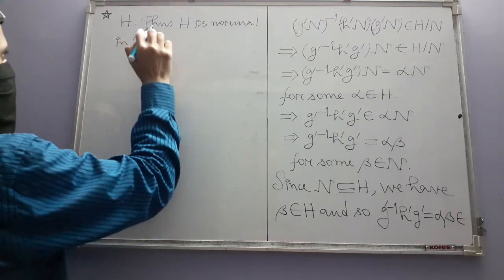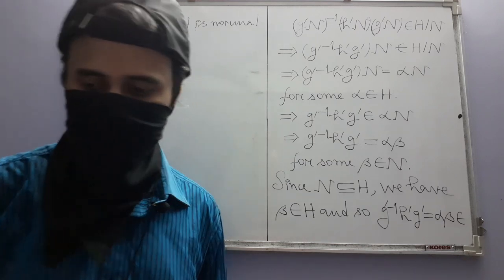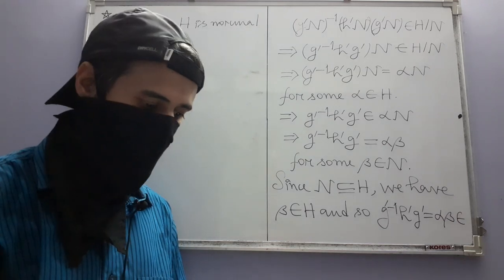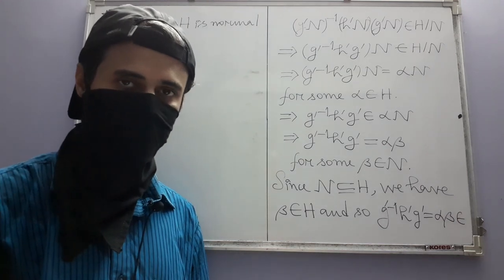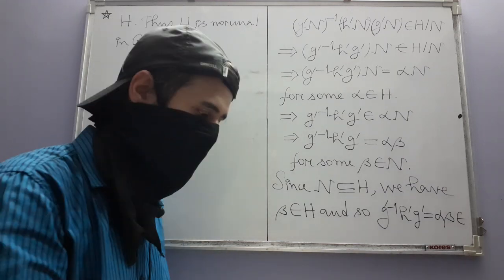So now it's over finally. So this result is important because it tells us exactly what the subgroups in a factor group look like. But let us continue.